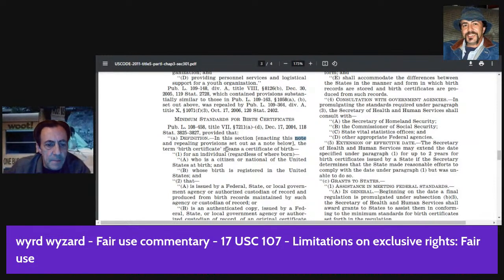The term birth certificate means a certificate of birth for an individual, regardless of where born, who is the citizen or national of the United States at birth, whose birth is registered in the United States. While it is clear the United States has no birth registration. I'll pull it up.